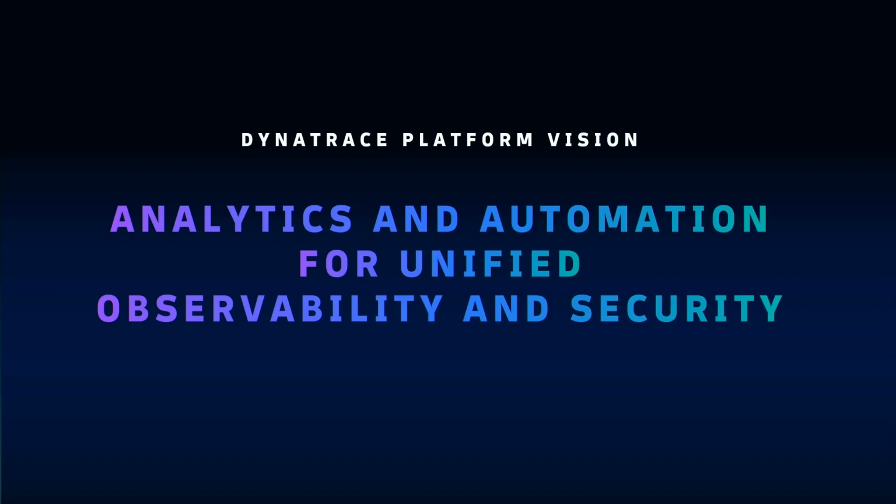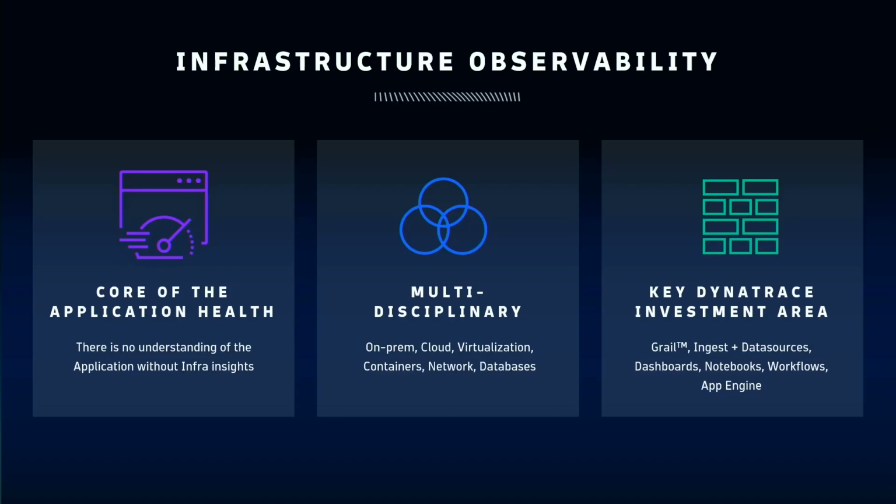So Dynatrace continues to deliver to the bigger platform vision, as you know, which is analytics and automation for unified observability and security. And infrastructure observability remains one of our key investments to support that vision. And it's using all of the newest innovations like Grail, like new data sources, and all of the other platform components. The reason why we treat it as one of our key investments is because we believe infrastructure lies at the core of application health. And literally speaking, there is no assessment of application health without infrastructure insights.